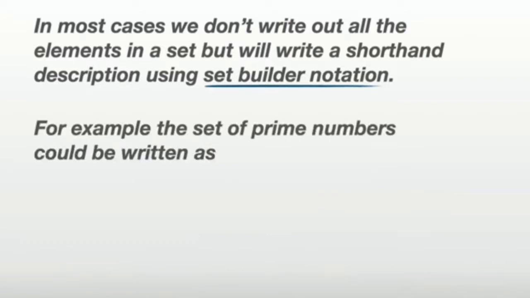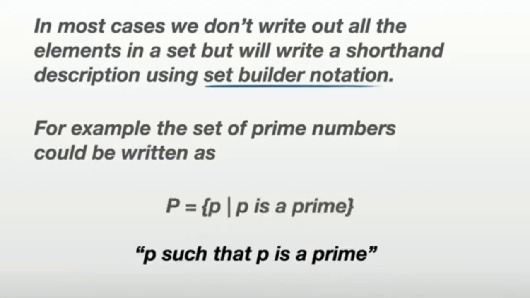In most cases, we don't write out all the elements in a set, but we'll write a shorthand description using something called set builder notation. For example, the set of prime numbers could be written as capital P is the set of little p such that little p is prime.